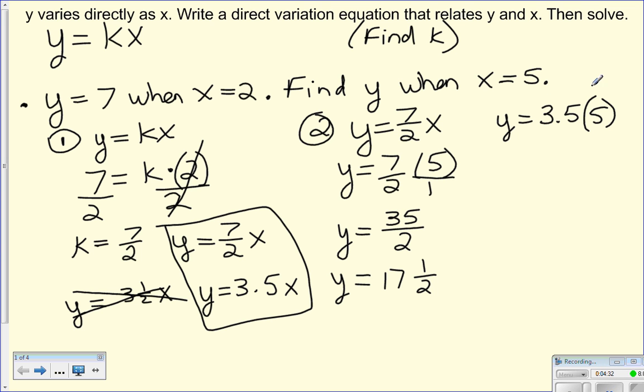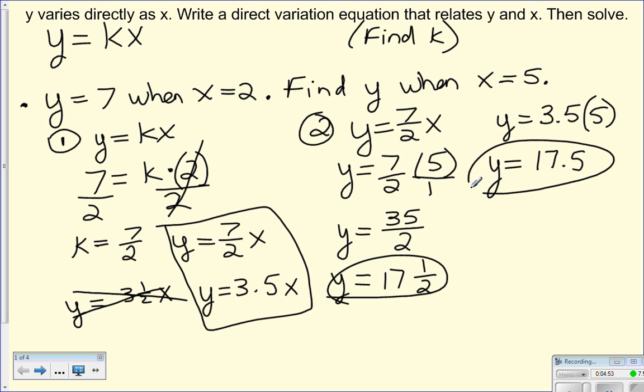Over here, if you just multiply this in your calculator, or for those of you that are really cool and can remember how to use the distributive property, really this is 5 times 3, which is 15, plus 5 times 1/2, which is 2.5, and so you get 17.5. So now, either one of these forms, they're the same thing. That would be your answer for find y when x is 5.